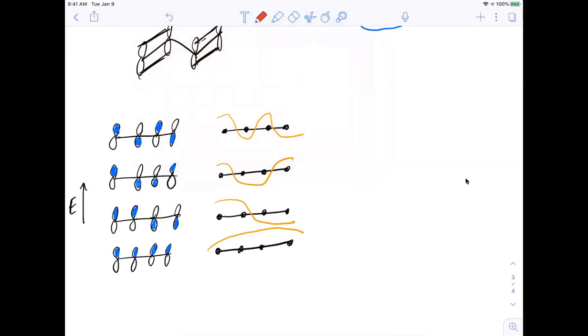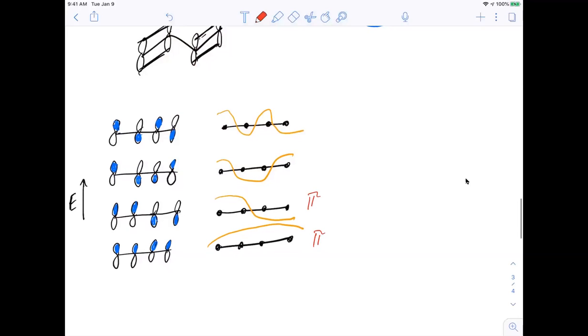Now, if we look at these, I have 4 of them. So what are these bottom 2? They're my pi bonds. And then my next ones would be my pi star. So the top 2 are my anti-bonding. My bottom 2 are my bonding.